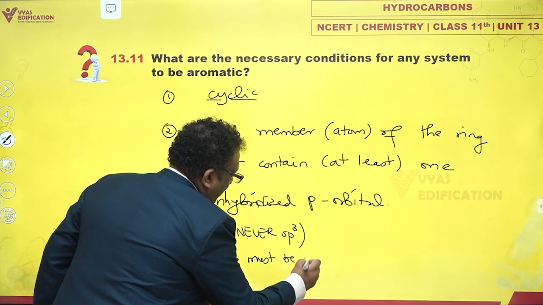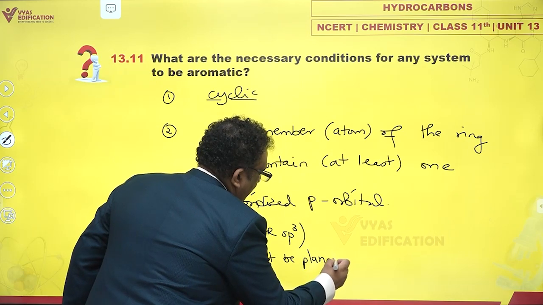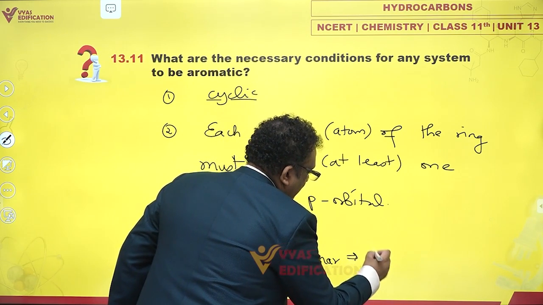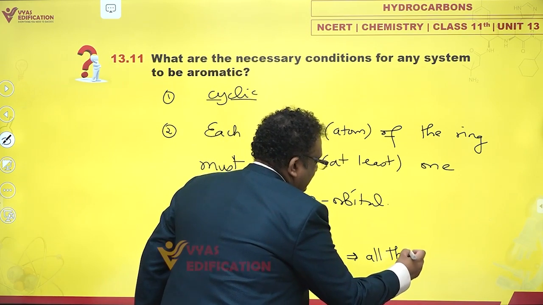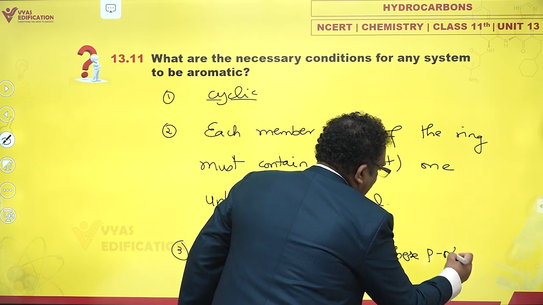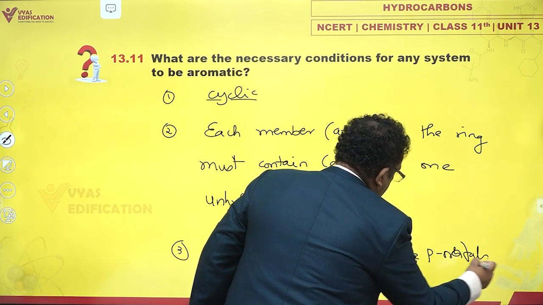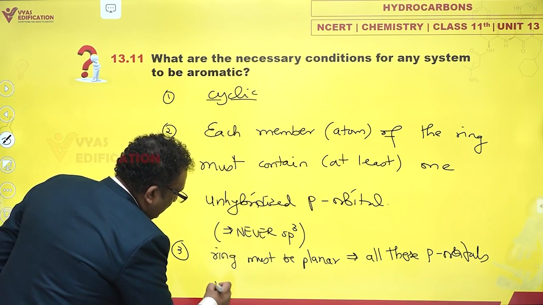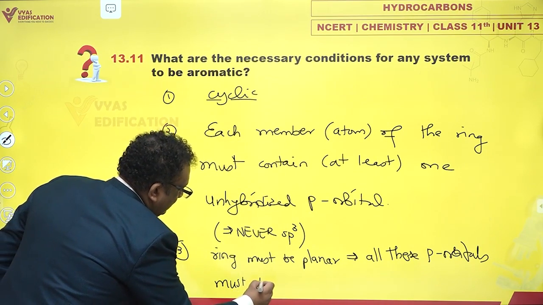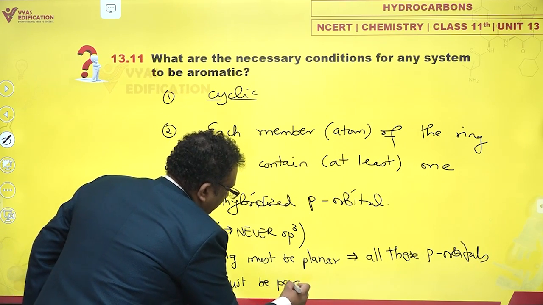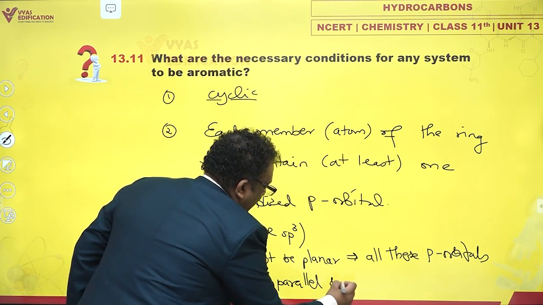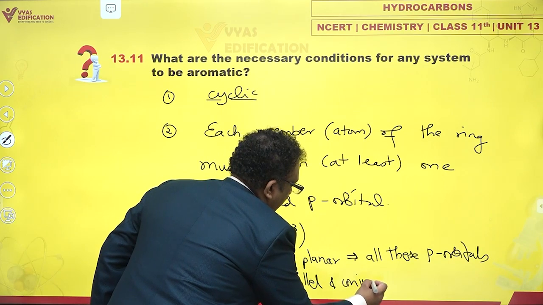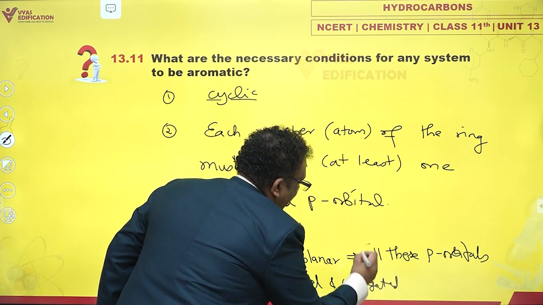Must be planar, which implies all these p orbitals, the ones mentioned in point 2, must be parallel and conjugated. Now, the students are very confused by such things.